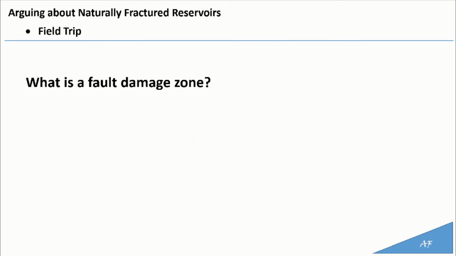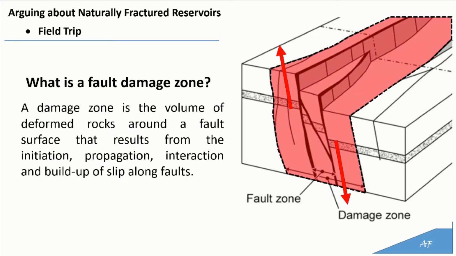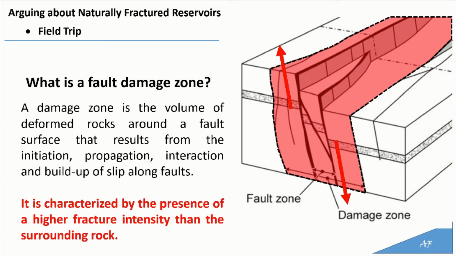What is a fault damage zone? A damage zone is the volume of deformed rocks around the fault surface that results from the initiation, propagation, interaction, and build-up of slip along faults. This volume of rock is characterized by the presence of a higher fracture intensity than the surrounding rock.